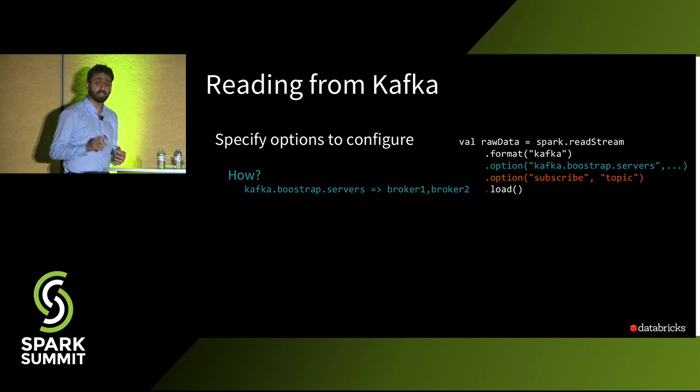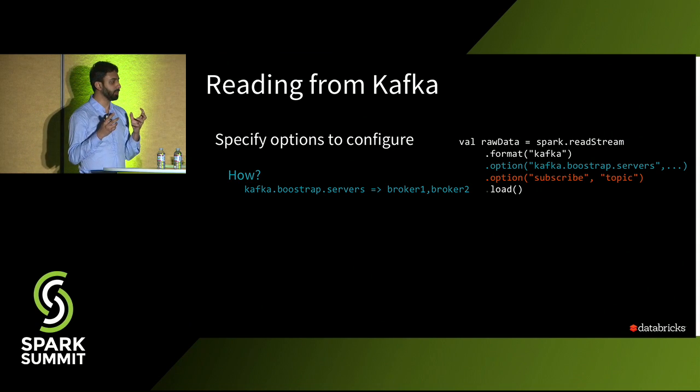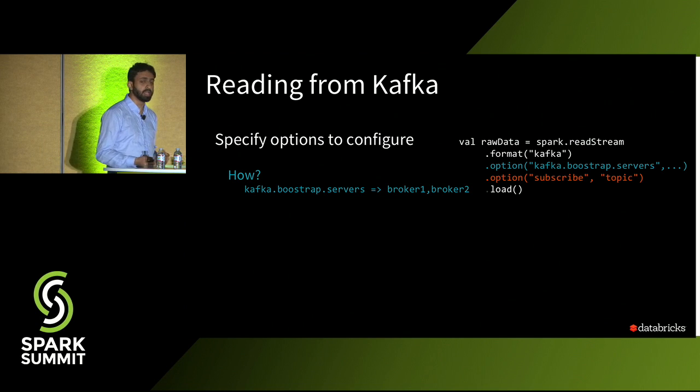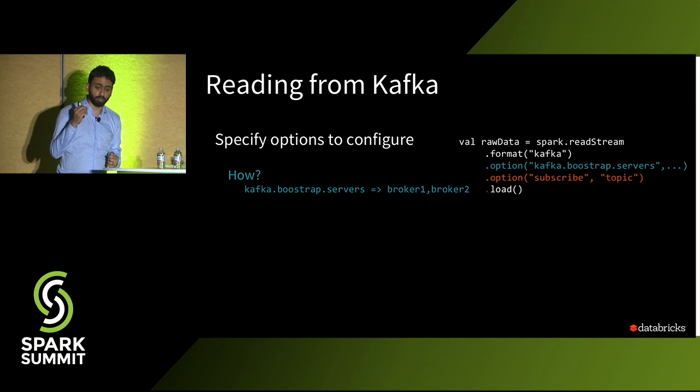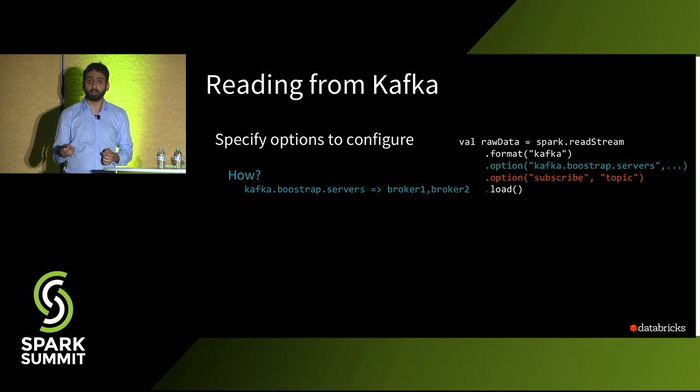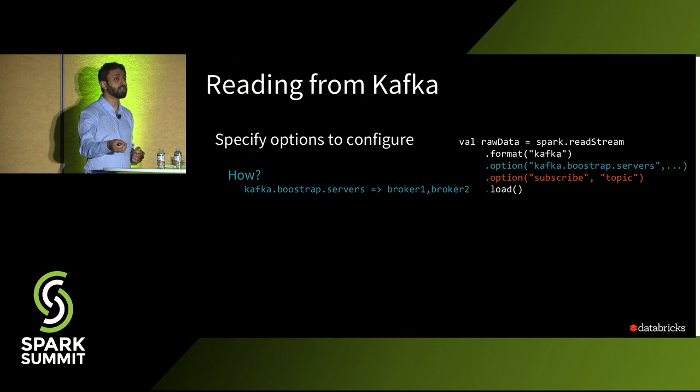So step one, you have to read from Kafka. And so the way it works is that you do spark.readStream, and you specify what is the format of this data source, which is Kafka. And now for the system to actually read the data, you have to specify information like which brokers to contact for reading the data.